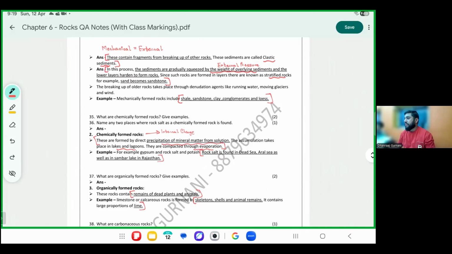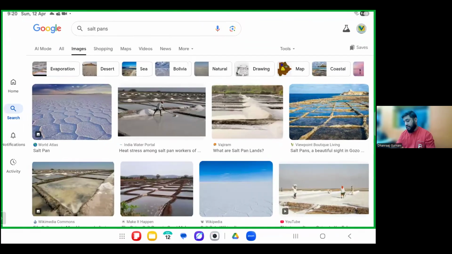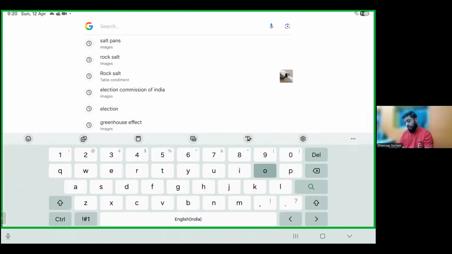Rock salt is obtained from seawater. Water is removed by evaporation, leaving the salt behind. And organically formed rocks are formed by dead animals and plants. This is an example of salt pans. And we see organically formed rocks.